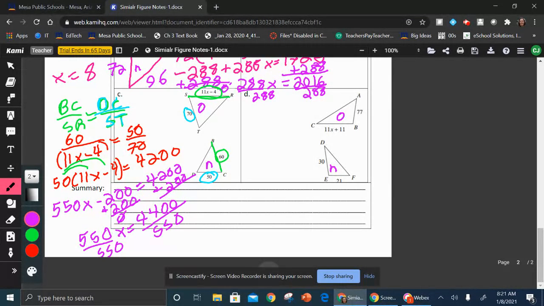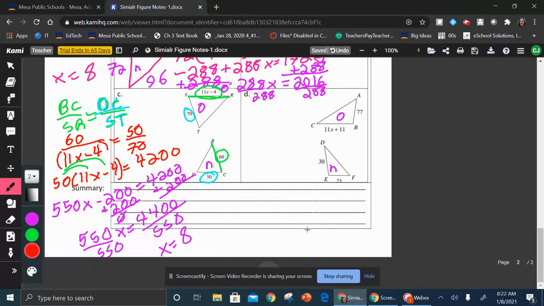Remember, you can use a scientific calculator. Okay, everybody, so do these. x is equal to 8. Okay, and then for the next one, we can set that one up too.